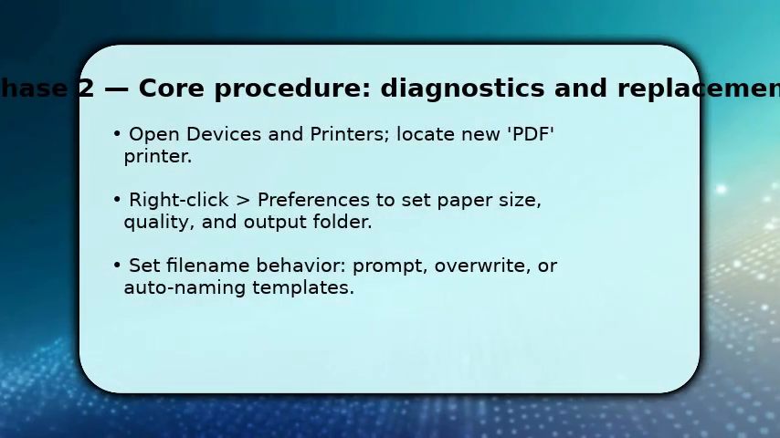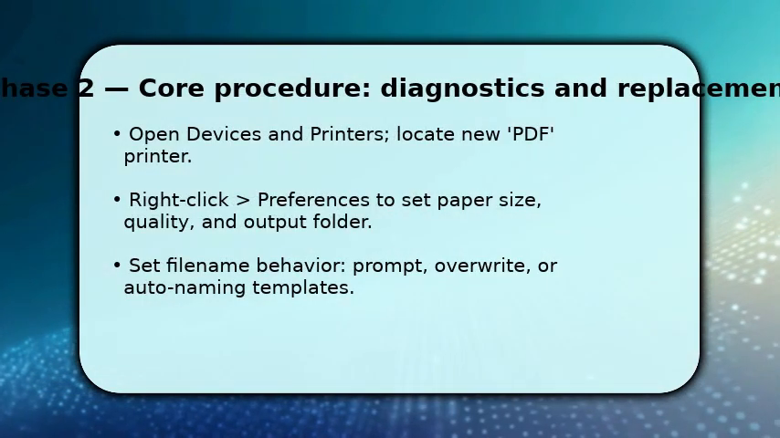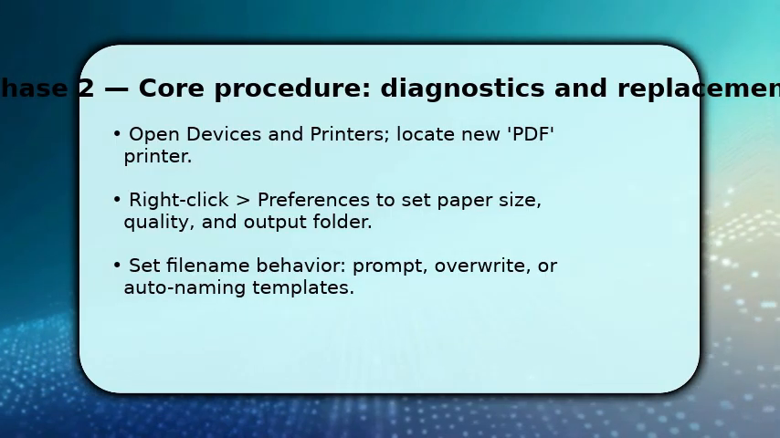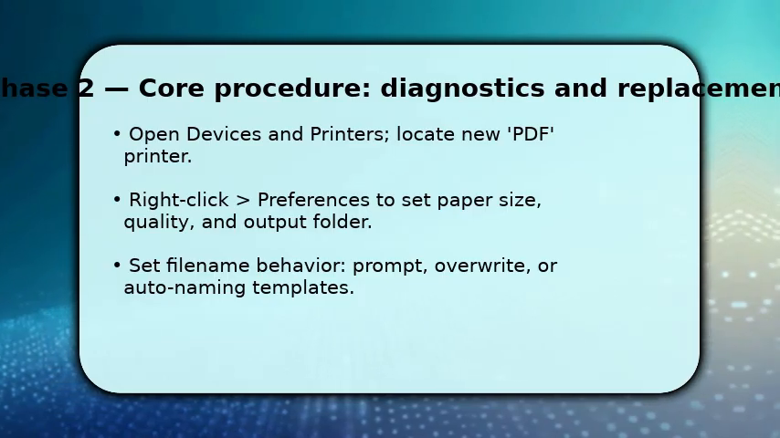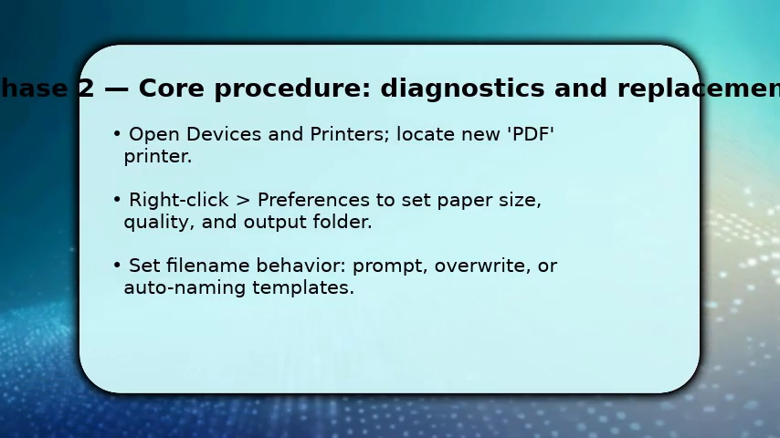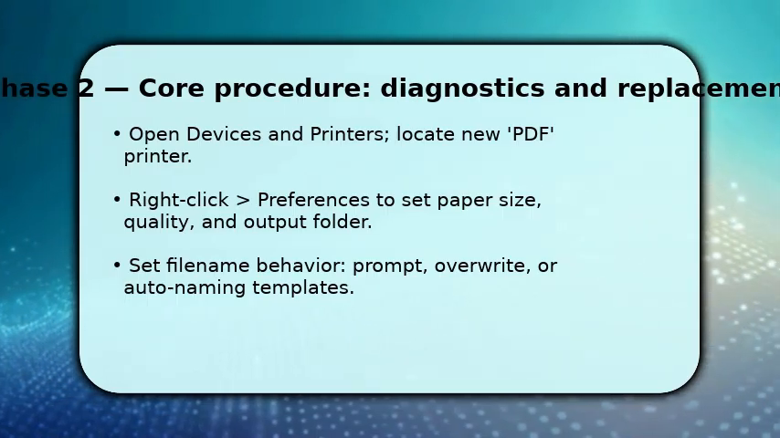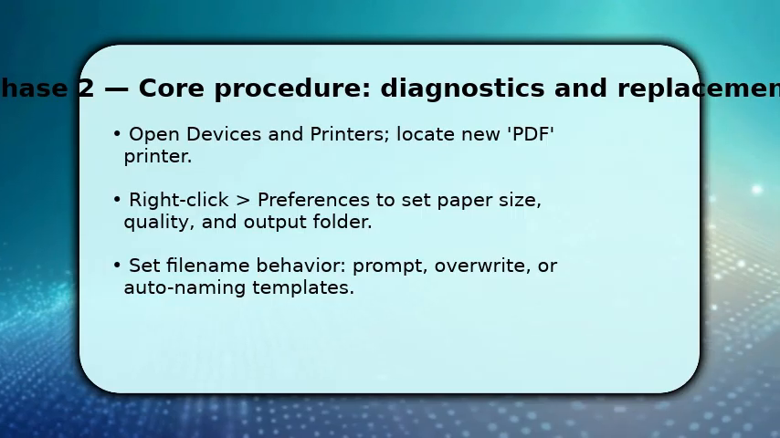Once the virtual PDF printer is installed, open Devices and Printers and locate the new device labeled PDF or the product name. You now configure output. Right-click the printer, choose Printing Preferences, and set paper size, DPI, and color options to match your needs.